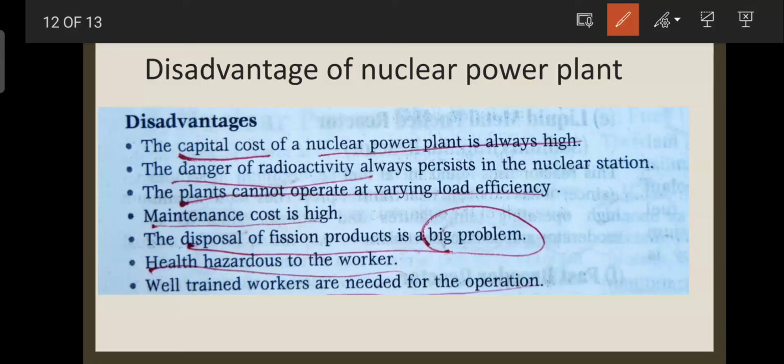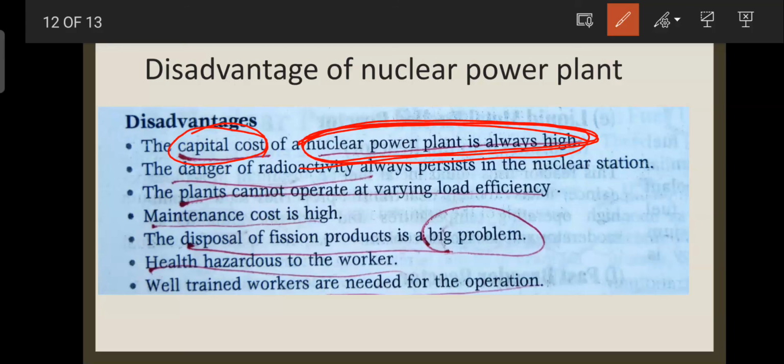So one disadvantage is capital cost of the nuclear power plant is very high, and that's why it is one of the many disadvantages. And danger of radioactivity, this is also our main disadvantage.